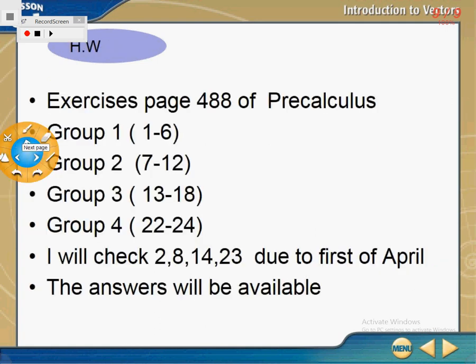Now, before we finish, these are the group of questions which we can solve from page 488 of the pre-calculus book. You already have the books. I'm not saying that you have to solve them all. If you have time, you are welcome. But I will check exercises 2, 8, 14, 23, one question from each group, due the 1st of April. I need these 4 questions.